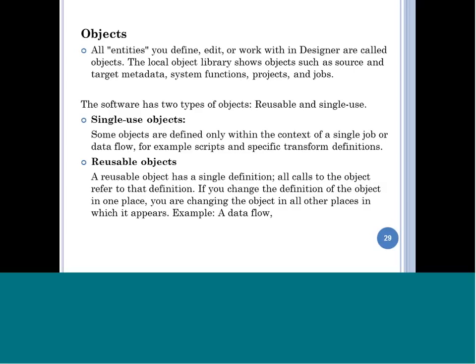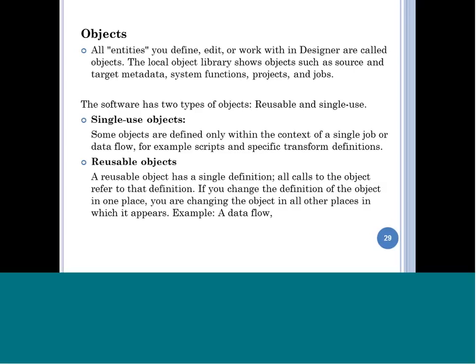When I say reusable object, it means once you have defined the data flow, that data flow can be used in any number of jobs. But once the data flow is changed, wherever it is used, in 100 jobs for example, the data flow will get changed automatically. That is what is called a reusable object. It has a single definition, but we can call that object in any number of jobs.